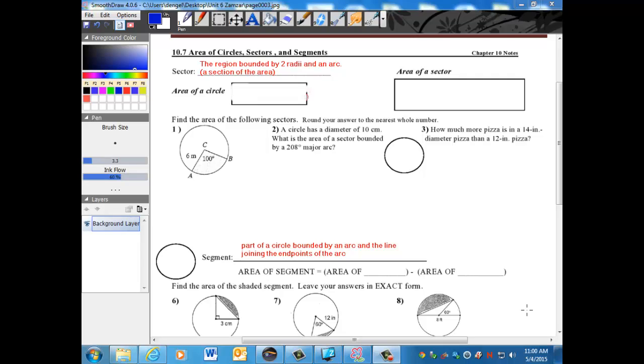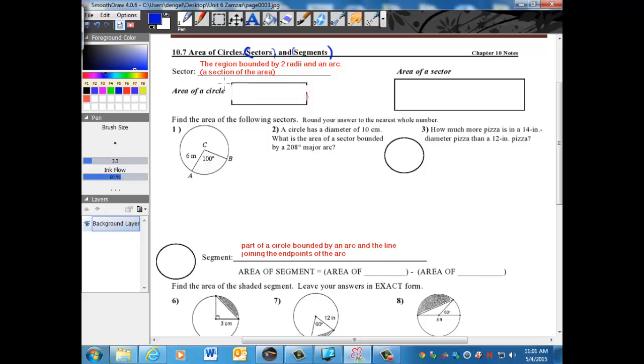Welcome back to Geometry. We are at section 10.7, areas of circles, sectors, and segments. The two new terms that we have are sectors and segments. Area of circles we've done in the past. You've been doing this for a really long time, so this isn't anything new, but sectors is a new term as well as segments. So these are the two new terms that we want to focus on today.